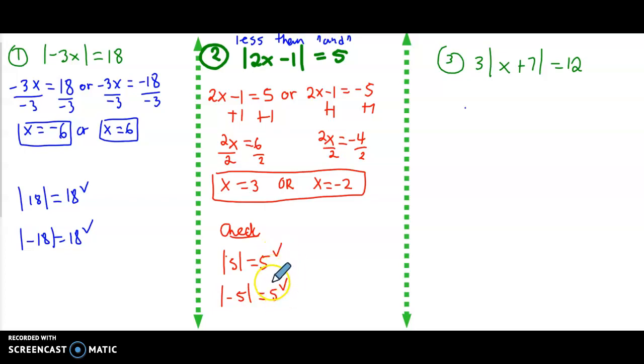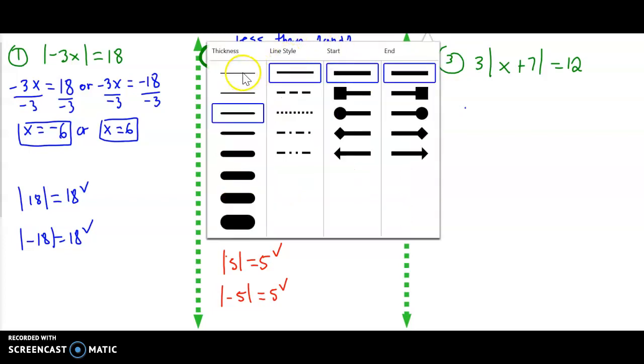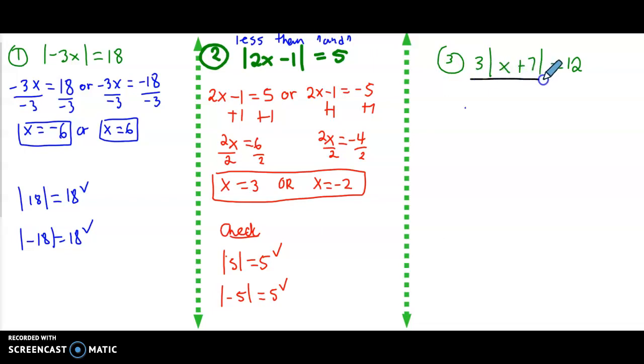So that is correct. Number 3, be careful with problems like number 3 because the absolute value is not by itself. So before you get started, make sure that the absolute value is by itself, which means I don't want the 3. It's a factor, so I'm going to divide both sides by 3. So I have absolute value of x plus 7 equals 4. Now that I have the absolute value by itself, I'm starting the thinking process. Distance equals to positive, so I can do it. My pathways.